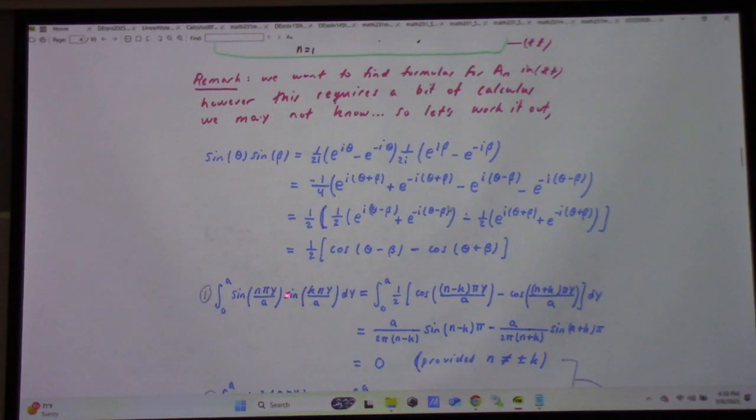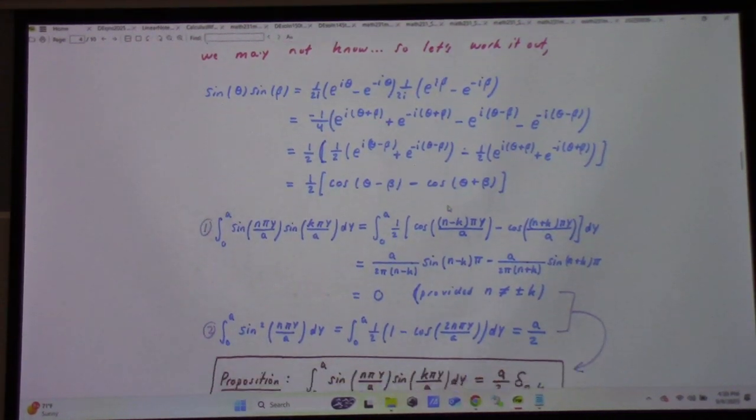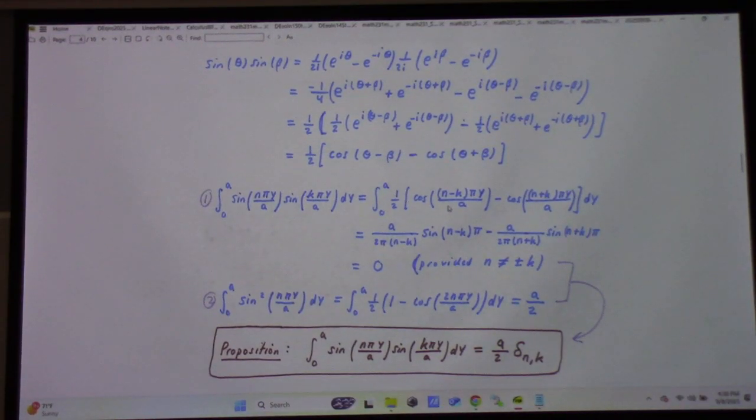So when we integrate this product of sines, we end up with the integral of the difference of these cosines. But those are going to give you integer multiples of pi inputted into the sine, and those are just straight zeros. We were thinking last time about how to make that stuff go away, but there's no thinking needed there. It's just manifestly 0, because sines are orthogonal in this sense. They're independent. On the other hand, if we integrate sine with respect to itself, we get a over 2. So the long and short of it is we have this proposition: the integral of sine of n pi y over a times sine of k pi y over a, integrated from 0 to a, dy.